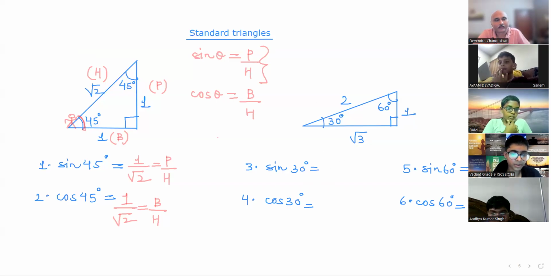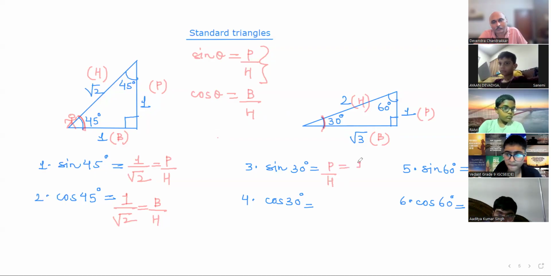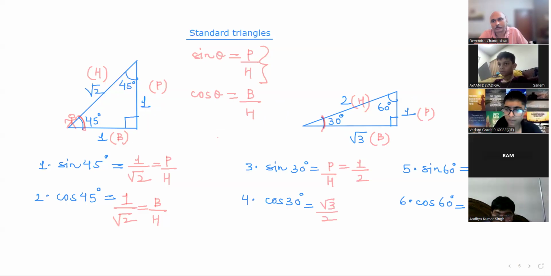So yes, I'll just write my answers. Yeah, I can see your answers, kids. All of you have done it nicely. Very good. So I'm mentioning the values here. Sine 30, if this is the angle, this will be perpendicular, this will be base, and this is hypotenuse. So this is P upon H, which is 1 by 2. This is root 3 by 2, base upon hypotenuse, right?